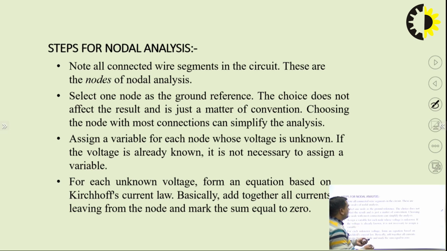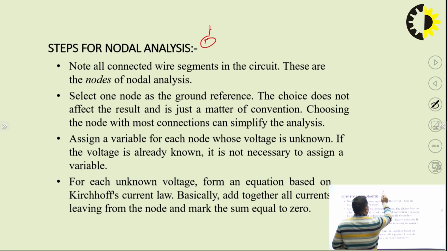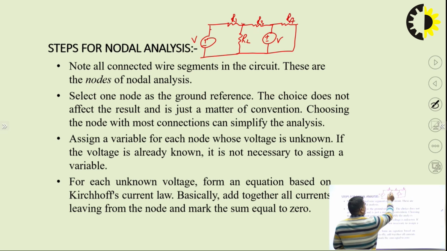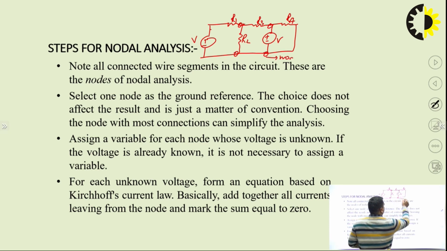First, note all the connected wire segments in the circuit. These are the nodes of the analysis. Say we have a network like this: here is a voltage source, here are resistances R1 and R2, here is another resistance R3, here is another voltage source V, and here is R4. The points where the branches connect are the nodes of the network.